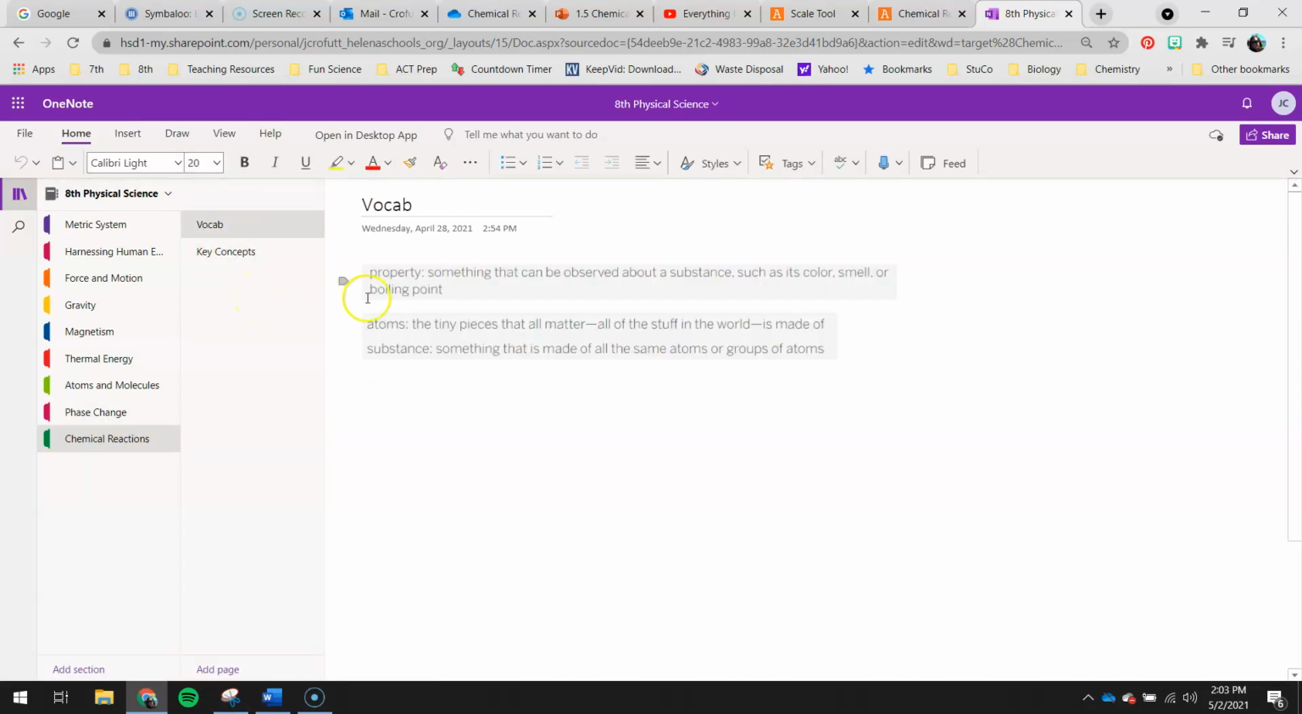You can see vocab, I have property added already: something that can be observed about a substance such as its color, smell, or boiling point. We really dug into a lot of properties yesterday, talking about matter and then chemical and physical properties, how we identify a substance. Okay, atoms again: last week we went over a lot about atoms, the tiny pieces that all matter, all the stuff in the world, is made of. And then substance is something kind of new, but it's really not an unfamiliar word to you guys. Something that is made up of the same atoms or groups of atoms.